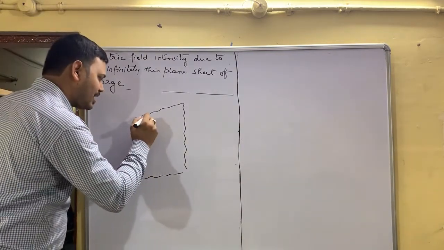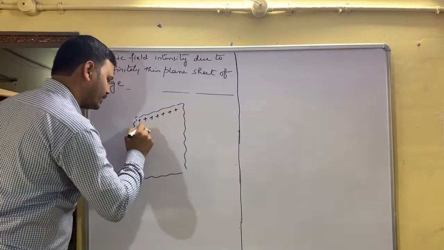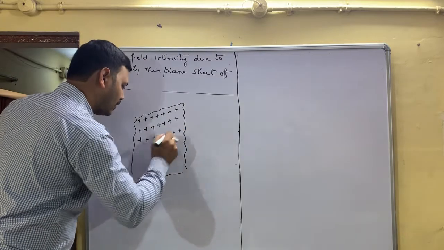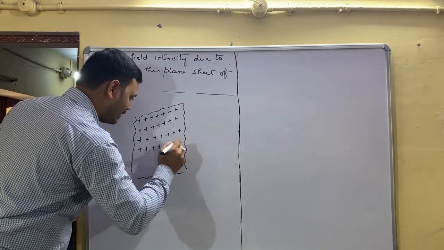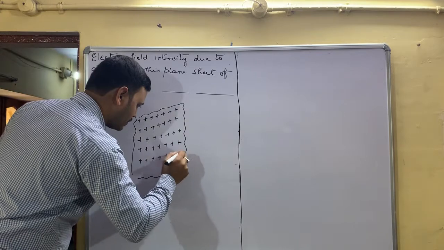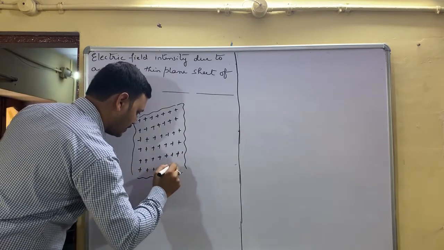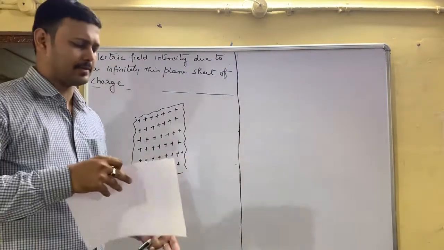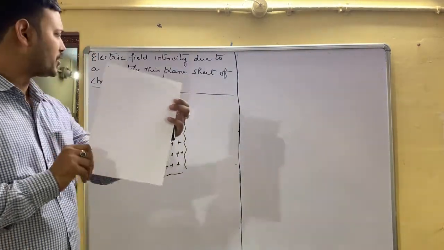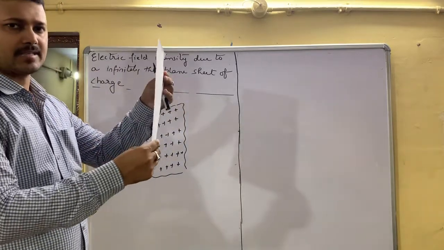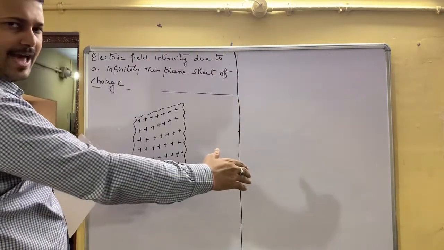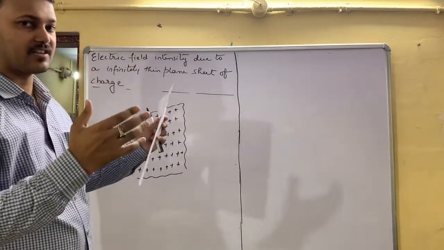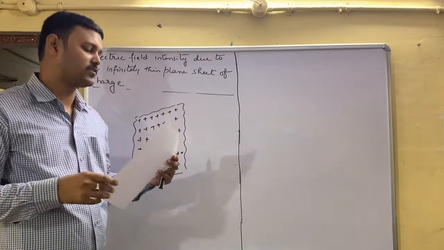Now the charges are uniformly distributed on it. Am I clear? Now suppose if we take this example, this is the sheet. The sheet has been kept like this. This is a two-dimensional board, as you can see. This is a three-dimensional sheet, in the three-dimensional surface. In the three-dimensional 3D surface, we are watching it.